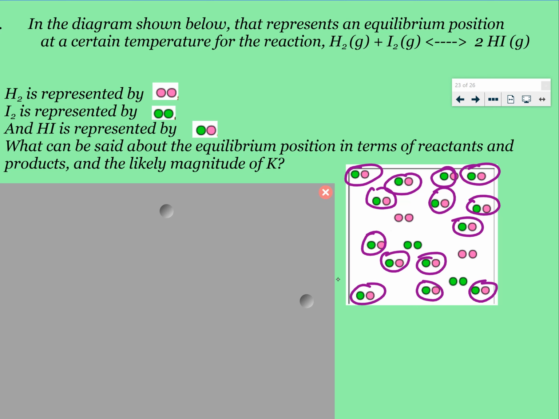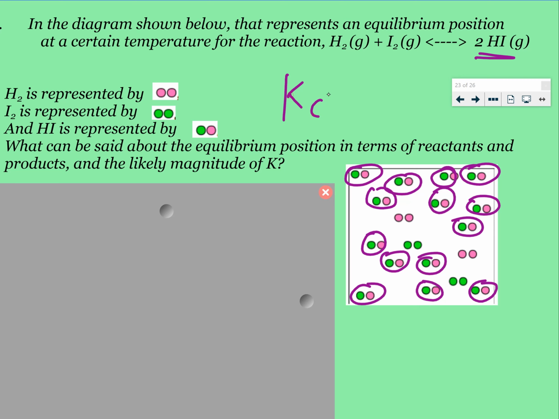It's almost all of that. What can be said about the equilibrium position in terms of reactants and products and the likely magnitude of K? So hey, it's almost all HI, which is product, so the position is definitely in favor of HI.